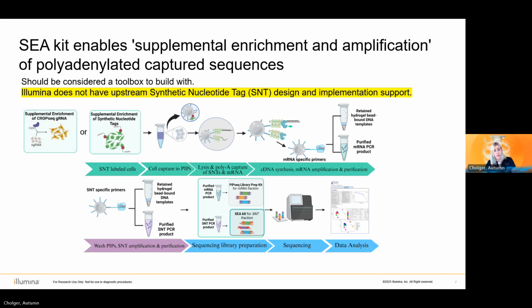Now, Illumina does not sell the upstream synthetic nucleotide tags, so we do not support the optimization of the staining and the labeling. So you would have to work with those vendors for the optimization of those tags. But those tags are compatible with our workflow in the downstream. So if it's polyadenylated, our platform should be able to pick it up. And that also applies for CROPSeq guide RNAs as well, where the guide RNA is polyadenylated. Our platform is able to capture those and dial them out as well.